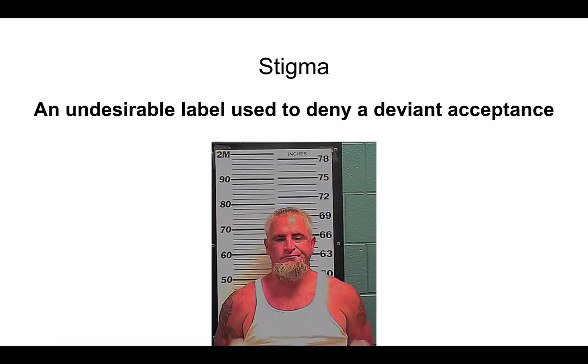And through that, we also have a stigma, which is an undesirable label used to deny a deviant acceptance. For example, if you are a convicted felon, you're going to find full acceptance in society a much more challenging thing, even if you did your time in prison, and even if your crime was minor. All felons have the same stigma no matter what the crime they commit, and there are a wide variety of crimes that could be considered a felony in our culture.